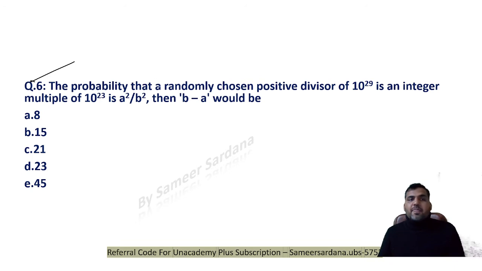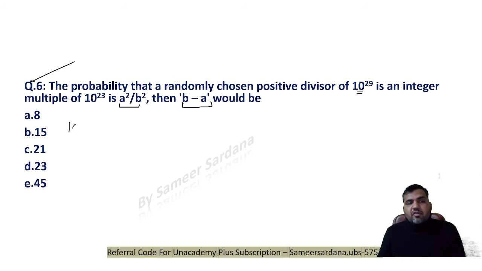Question number 6, guys. Probability that a randomly chosen positive divisor of 10 power 29 is an integral multiple of 10 power 23 is a upon b, where a and b are relatively prime. We are supposed to find the value of b minus a. This is a probability question, but it is connected with the concept of number system.